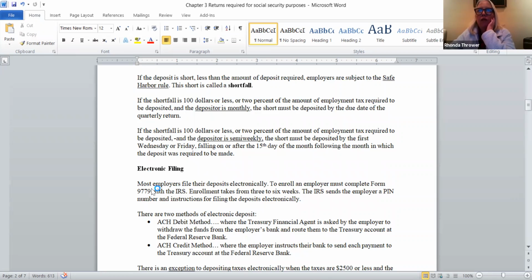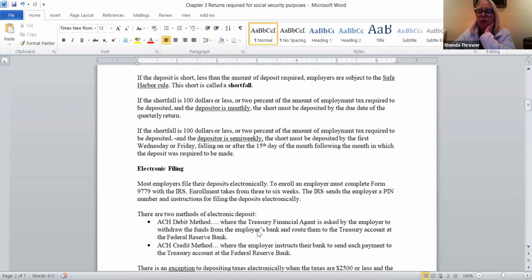Most employers file their deposits electronically. To enroll, an employer must complete Form 9779 with the IRS. So if you're going to file electronically, your employer has to complete Form 9779 with the IRS. The enrollment takes about 3 to 6 weeks, and the IRS will send you a PIN number and instructions for filing the deposits electronically.